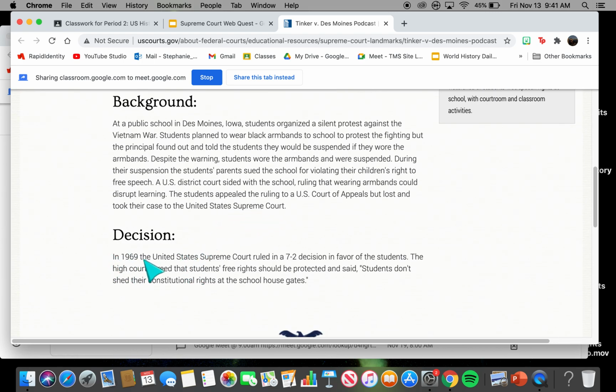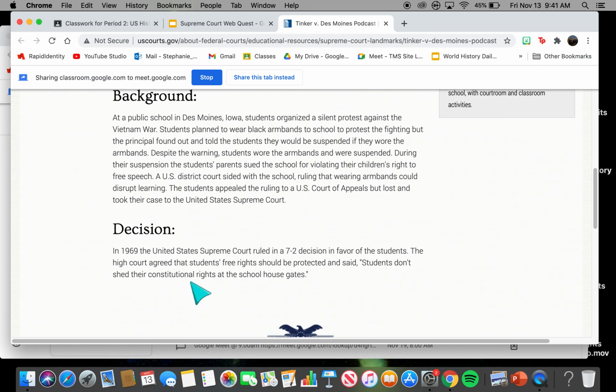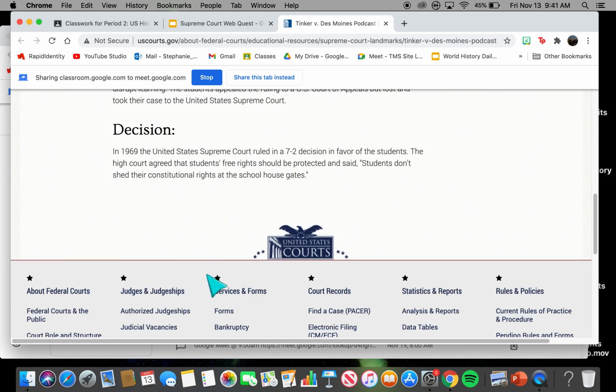Decision. In 1969, the United States Supreme Court ruled in a 7-2 decision in favor of the students. The High Court agreed that students' free speech rights should be protected and said students don't shed their constitutional rights at the schoolhouse gates.